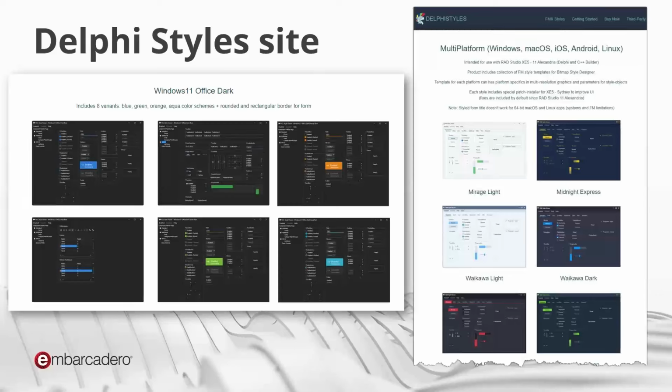Again, there are other people around that are doing this kind of thing, but if you go to their site, they have styles for FireMonkey and styles for VCL at DelphiStyles.com, and they are a wider variety of different styles, other than just the ones that are available by Get It from Embarcadero.